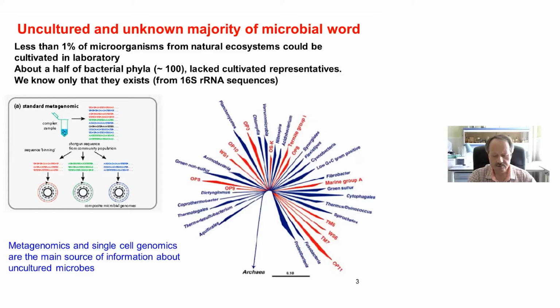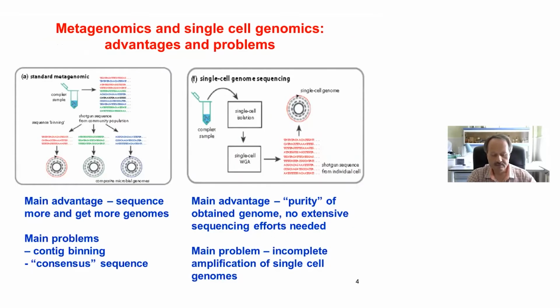And of course, most of the cultivation efforts were focused on few environments and groups of microorganisms. Primarily, it's medically important human pathogens, soil microbes, and biotechnology-relevant microorganisms. In the case of the deep subsurface, there is a minimal number of cultivated species, and there is no real alternative to genomic approaches. Okay. There are two main approaches for genome analysis of uncultured microbes: metagenomics and single-cell genomics.